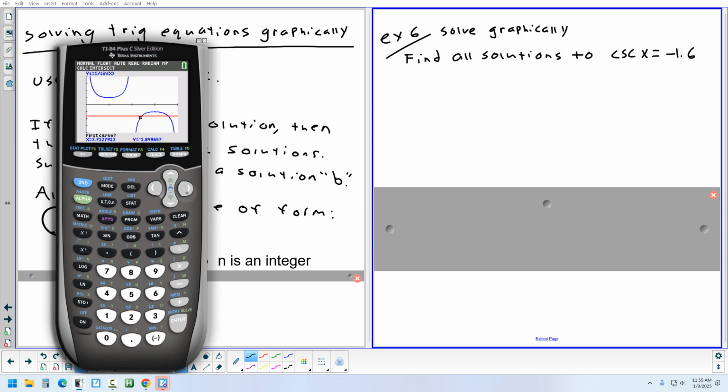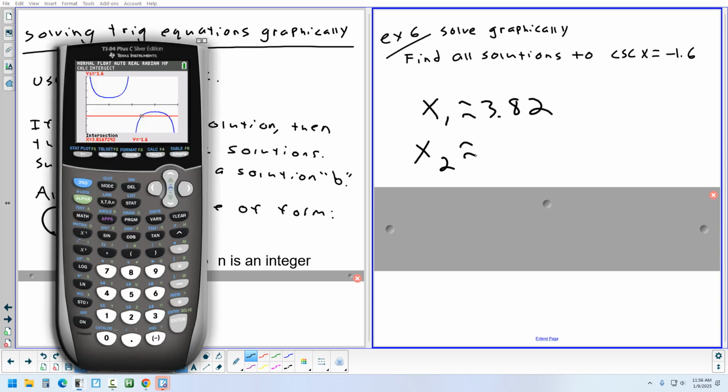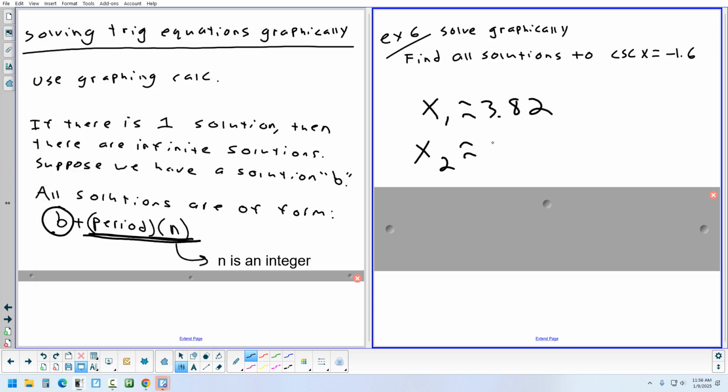I think we might have to be a little bit careful. Make sure you put your cursor on the bottom part of the graph, not the top. So one answer we get is 3.82. Second answer: second calc intersect. Does it matter where I put my guess? Yeah, I need to put it a little closer to the other one. 5.61.